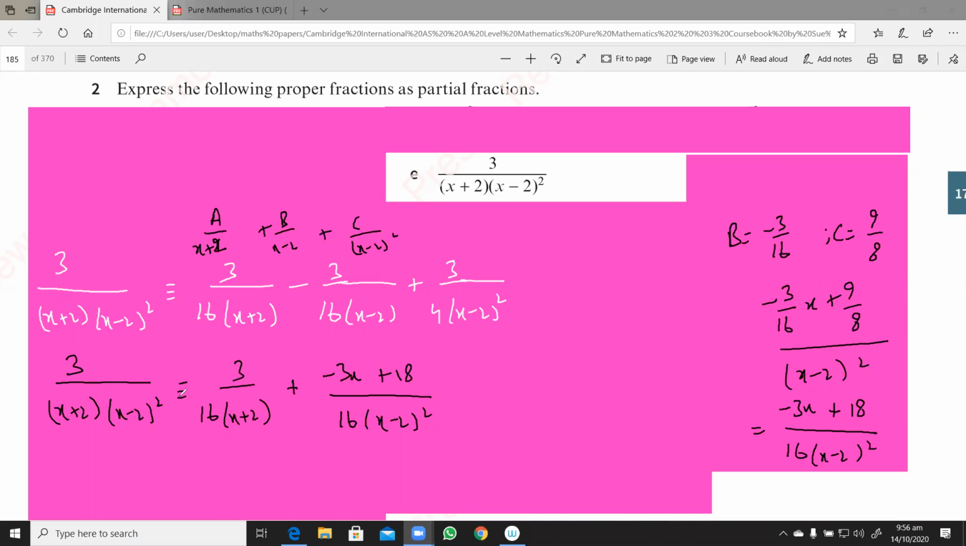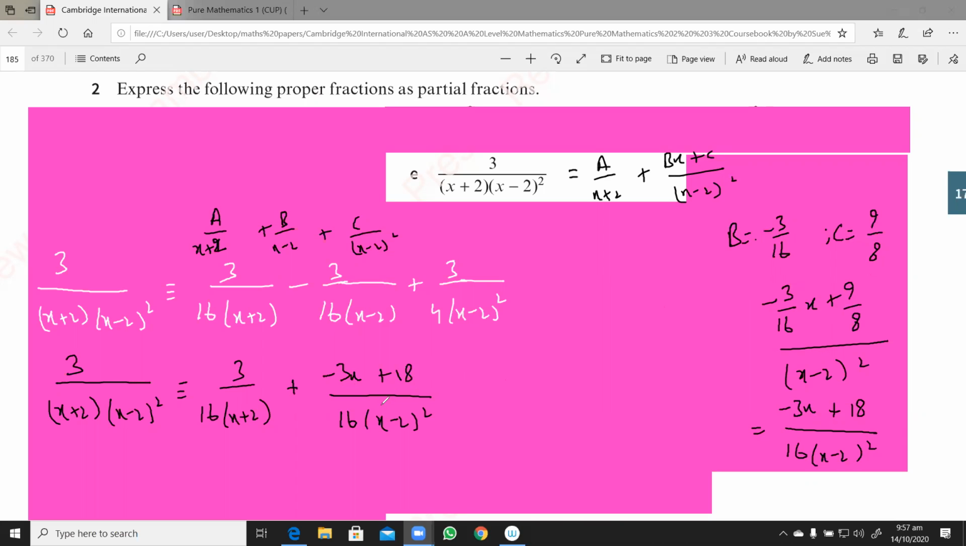Now, in this second method, where we try to write the minimum number of fractions, we have taken this x minus 2 whole square as a quadratic, and we don't want to further write this as a product and split this into two fractions. So we just kept this in the numerator, like this was written as a over x plus 2, and then bx plus c over x minus 2 whole square. So we got b as minus 3 over 16, c as 9 over 8, and after simplifying, we have got this form.